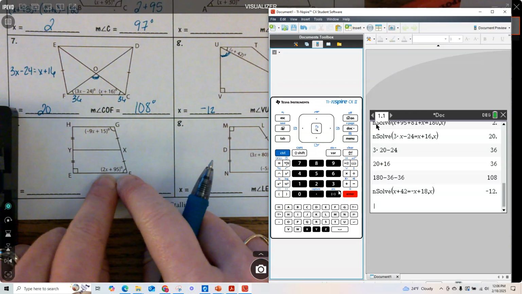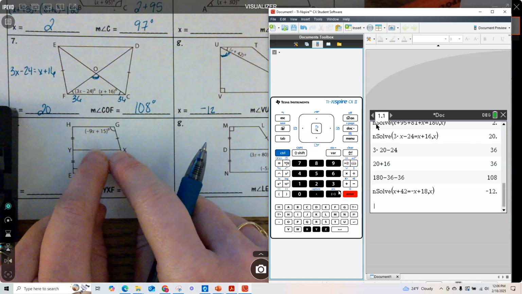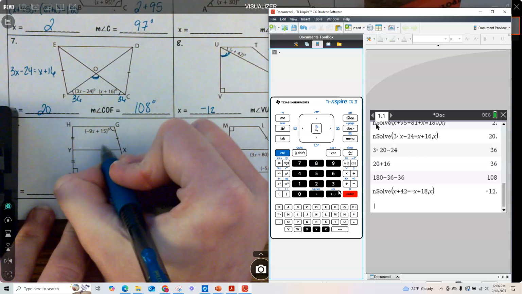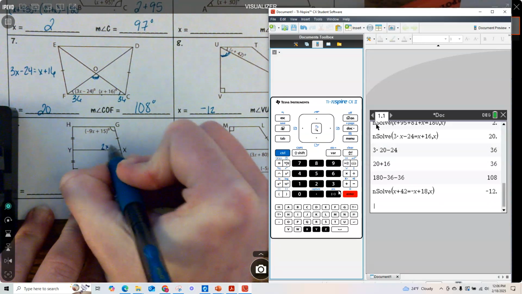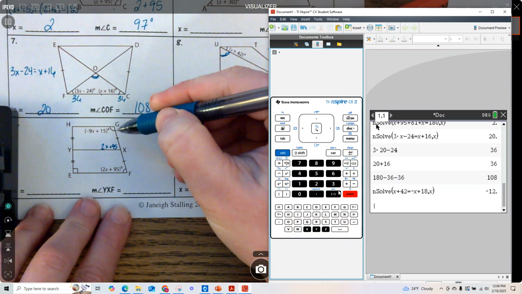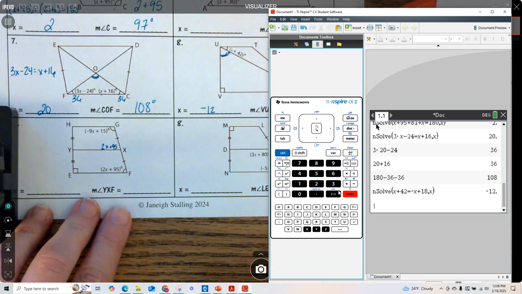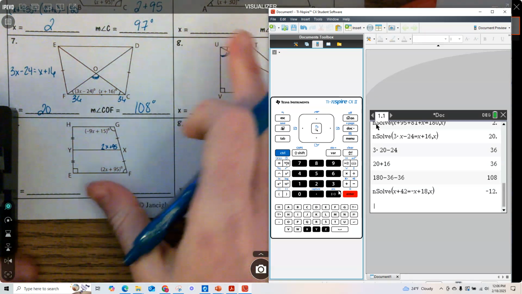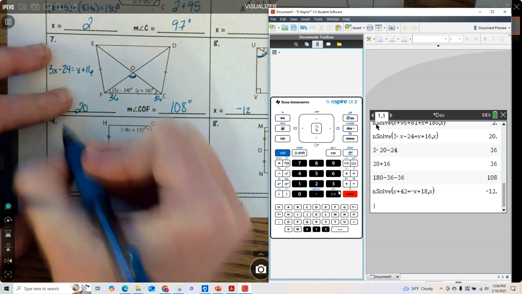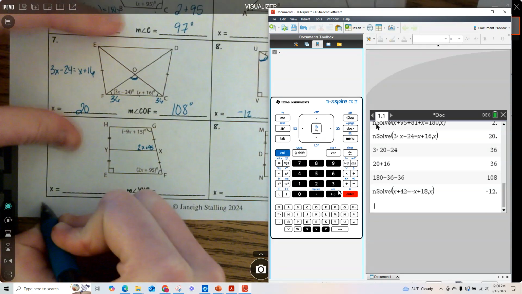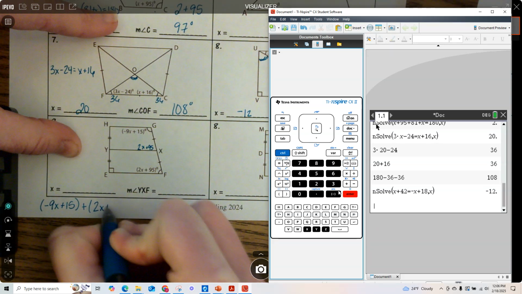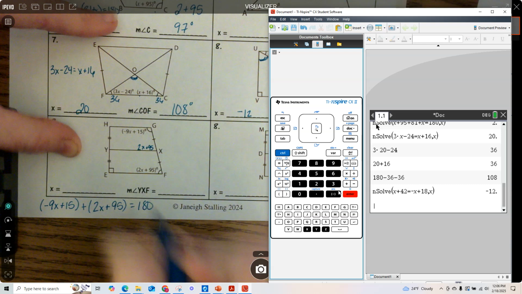So if this angle down here is 2x plus 95, so is this one right here. This one is 2x plus 95. And then we know with that mid segment that this angle and this angle add up to 180. Where it splits, those two angles in between are going to add up to 180. So on this one, I can take these two pieces and add them up. So I'm going to write it down here. Negative 9x plus 15 plus 2x plus 95 equals 180.